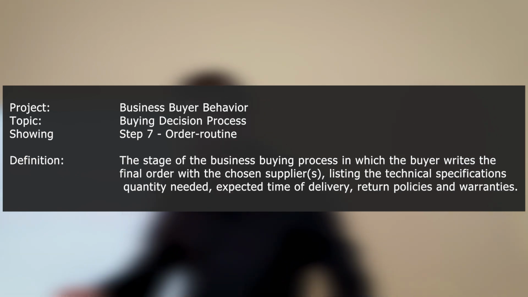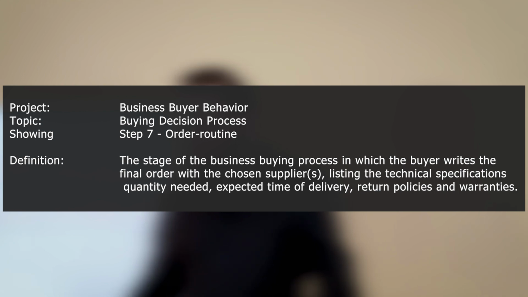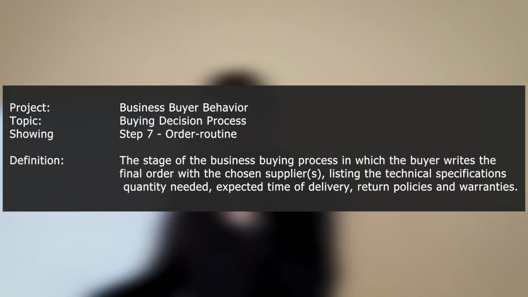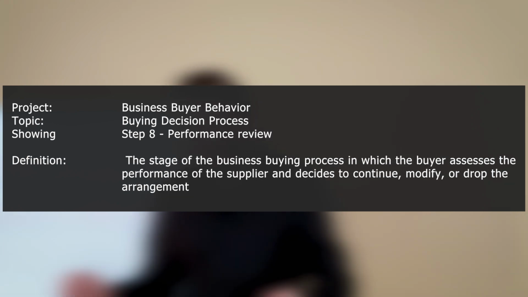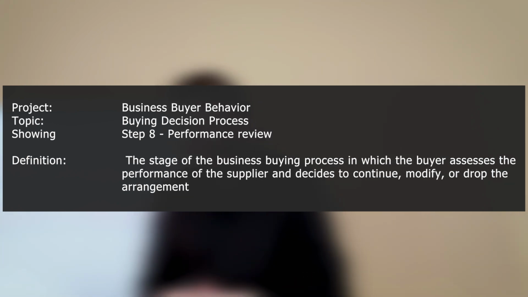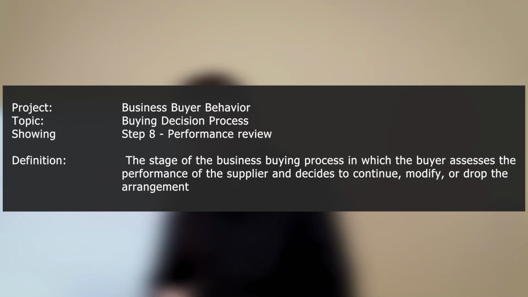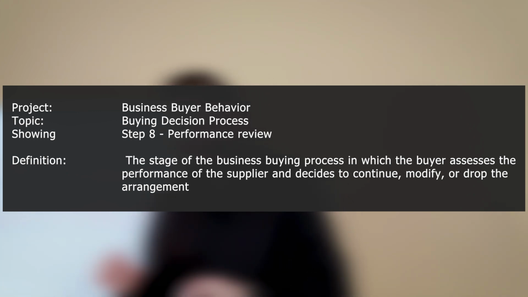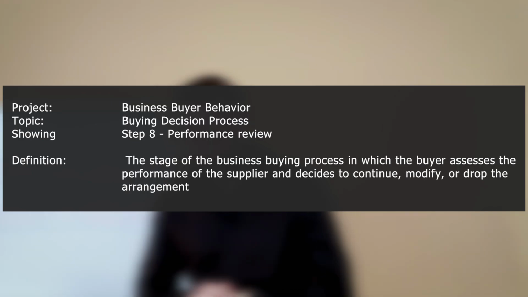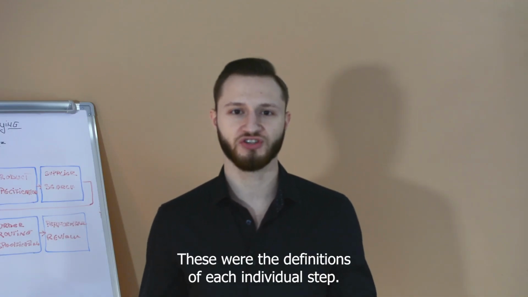Order routine specification is the stage of the business buying process in which the buyer writes the final order with the chosen suppliers, listing the technical specifications, quantity needed, expected time of delivery, return policies and warranties. Finally, performance review is the stage of the business buying process in which the buyer assesses the performance of the supplier and decides to continue, modify or drop the arrangement. These were the definitions of each individual step.